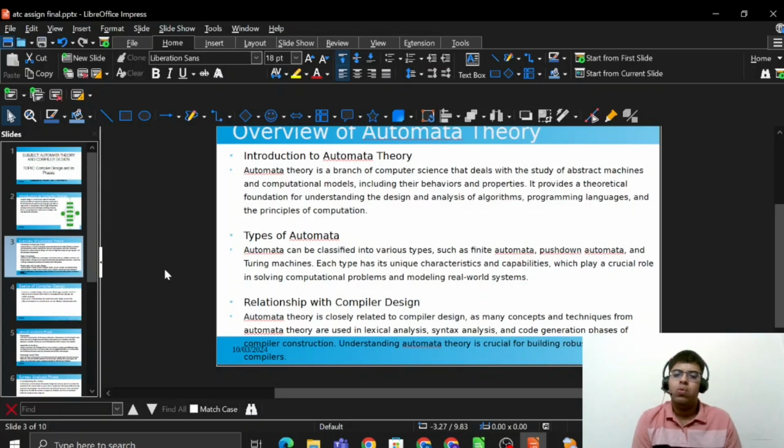Now, what is the relation of automata theory and compiler design? They are closely related, as many concepts and algorithmic techniques of these are used in lexical analysis, syntax analysis, and code generation phases of compiler construction. And the need to understand these is crucial for building robust and efficient compilers.